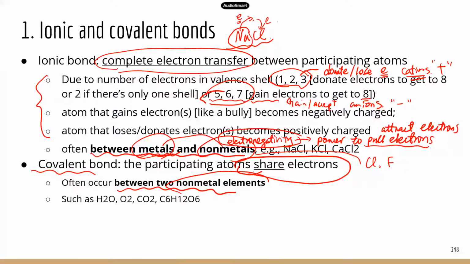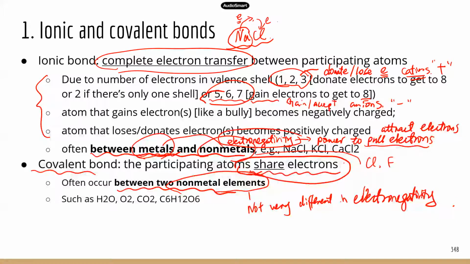But when you look at non-metal elements, they are not very different in electronegativity. So this means when they interact chemically and form a bond, nobody is very strong, right, to attract electrons. They have a similar power to attract electrons. And as a result, they will more or less share electrons, and that will form a covalent bond. Now, these chemicals, they have a covalent bond.